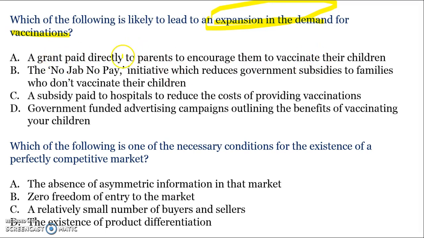Well, if we give parents a grant, that's going to increase the demand for vaccinations, so the demand will shift to the right. That will actually lead to a higher price of vaccinations, if that's the only intervention, and that wouldn't lead to an expansion in demand because the price is going up.